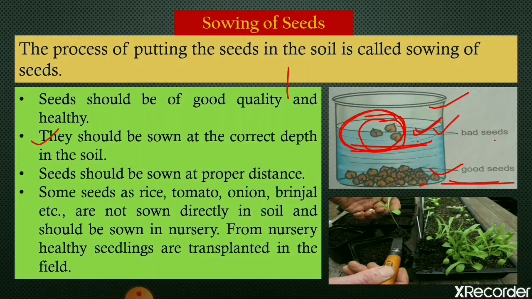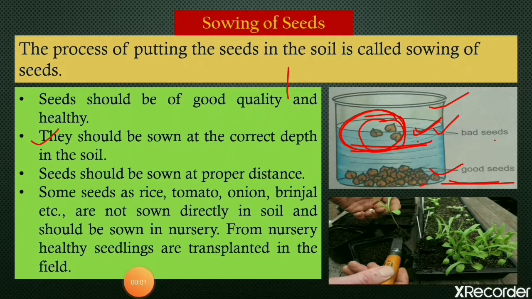Next thing that we should keep in our mind: seeds should be sown at proper distance from each other. Why? When they are sown at proper distance, it will prevent overcrowding. Suppose all seeds are sown very close to each other, then what will happen? They all will grow and there will be overcrowding, and they will start competing among themselves for water, nutrients and sunlight. When sown at proper distance, they all will grow with proper space, water, nutrients and sunlight. That is why seeds should be sown at proper distance.